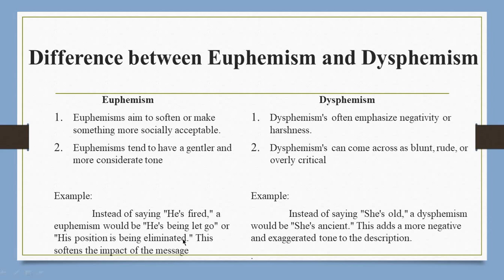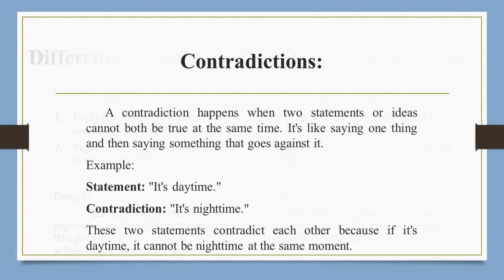Whereas in dysphemism, instead of saying she's old, a dysphemism might be she's ancient. Now, ancient is quite an impolite way of saying it. That you're ancient means you're very, very old. This adds a more negative and exaggerated tone to the description. I hope you understand that.